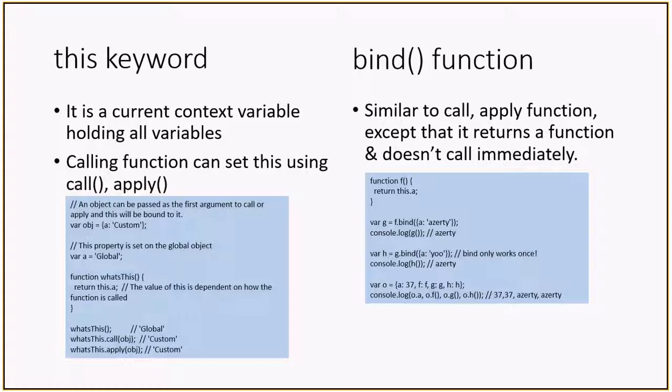But you would have seen it in very complex scenarios, complex examples, like you'll be passing a big object inside a function. The output of it would be console.log, O dot A, 37, F, G, H.